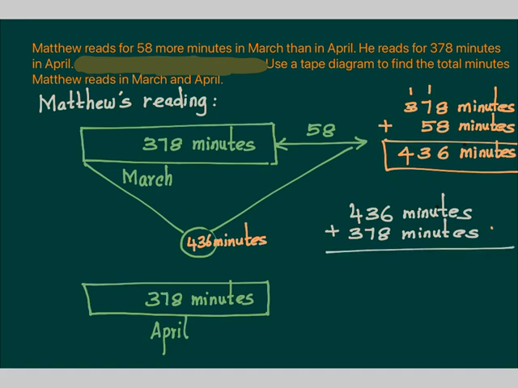So 6 plus 8 is 14, 4 and 1, 1 plus 3 plus 7 is 11, so 1 and the other one goes up. So 1 plus 4 plus 3 is 8. So the answer is 814 minutes. Let us do the statement for the question.